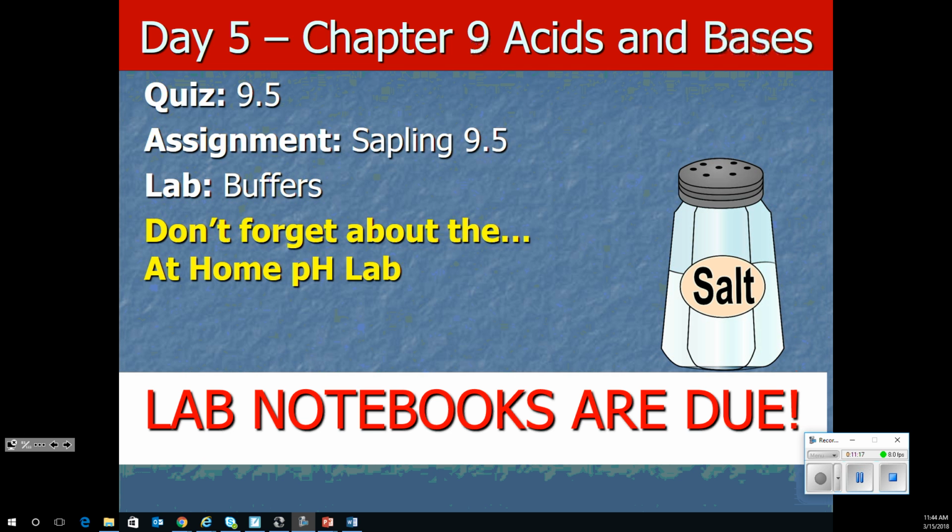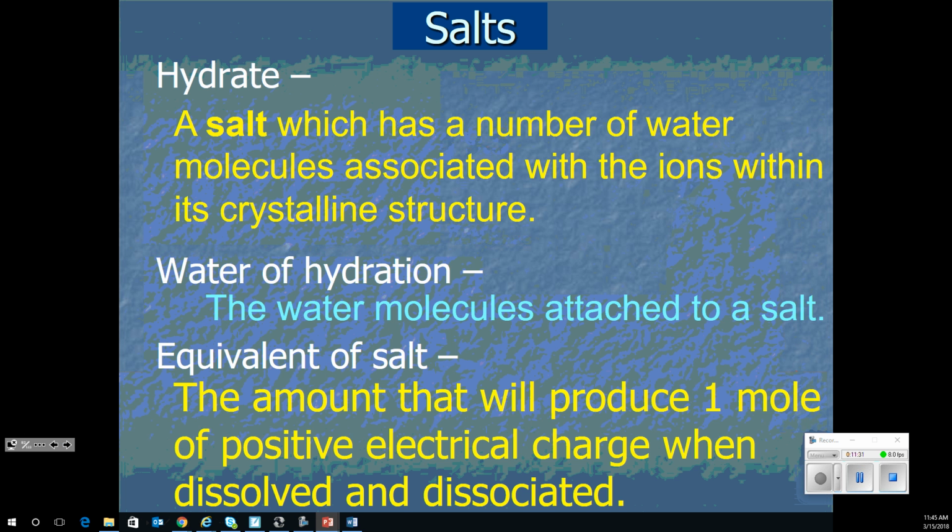So don't forget that your pH lab, that's a home pH lab, needs to be included. You should have 3 labs coming in today. Your pH lab, your first titration lab, and this beverage lab. Okay, 300 points. So going forward, we're going to talk about salts first up.